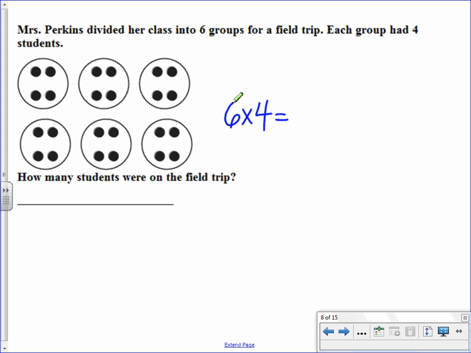4. Great. And then if we're not sure what that fact is, we could skip count because we have a nice model here. What would we be skipping counting by for this one? We have 6 groups of 4. What will we skip count by, Gianna? I think it's easier to skip count by 4, right? Let's do it. 4, 8, 12, 16, 20, 24. Great. So there are 24 students going on the field trip.